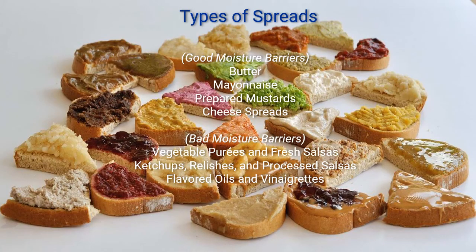Some of the various types of spread. The good moisture barrier spreads include things such as butter and mayonnaise, prepared mustard and cheese spreads. Some of the bad moisture barriers, because they contain a lot of water, are vegetable purees and fresh salsas, ketchups and relishes and processed salsas, flavored oils and vinaigrettes. These will cause your bread in many cases to get soggy and defeat the purpose of being a spread, although they do bring flavor to the game.